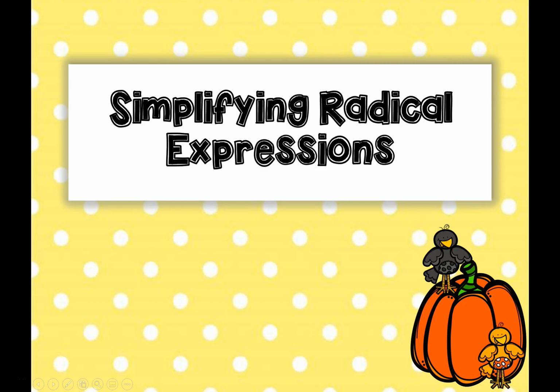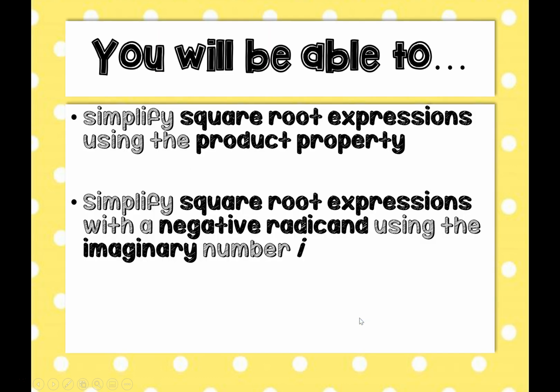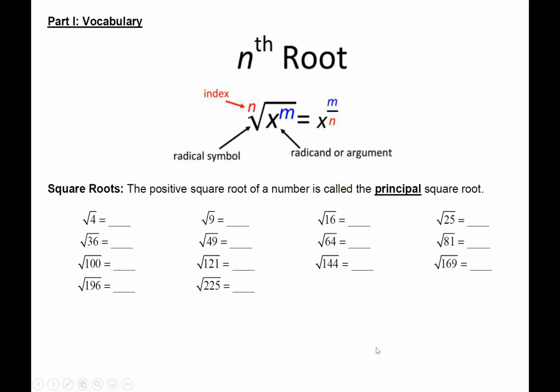Hi everyone, today we are going to be learning and reviewing how to simplify radical expressions. The review part will be simplifying square root expressions using the product property, but then we're also going to learn to simplify square root expressions that have a negative radicand, or number inside of the radical, using an imaginary number called i.